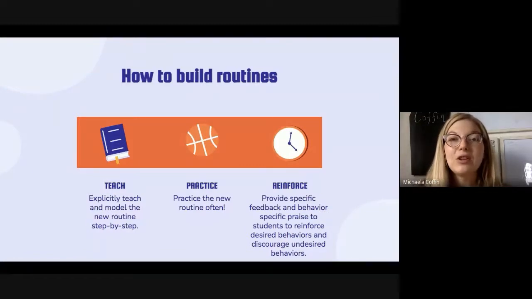And so making sure that anything you do introduce to your students, whether it's explicit or as part of your content and how you get students to consider different things, make sure that it's being practiced often and really reinforced through specific feedback and behavior specific praise, so that students know how they're doing as far as instilling that as a habit.